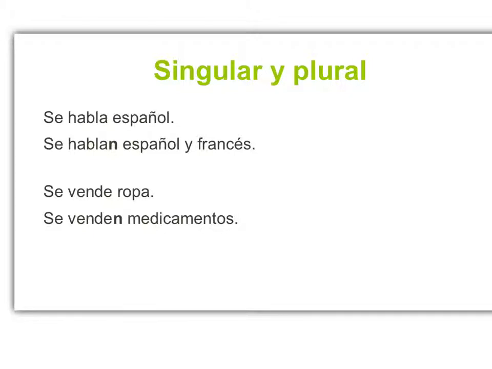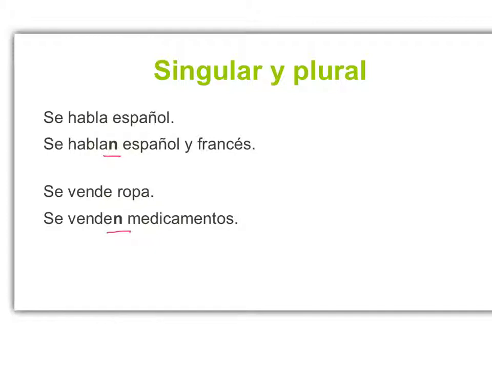Bien, I've mentioned the singular and plural, but it bears reiterating. Se habla español. Spanish is spoken, but se hablan, plural, español y francés, because in the second sentence, more than one thing is being spoken. Por eso, plural verb, se hablan español y francés. Se vende ropa, one thing is sold, but se venden medicamentos. Medicines are sold is plural.